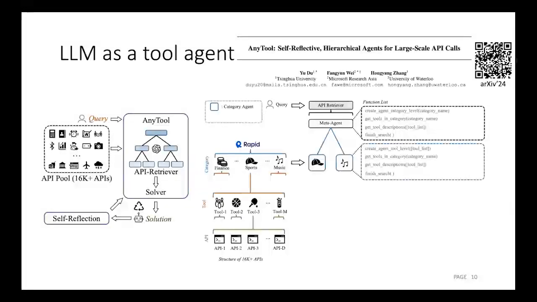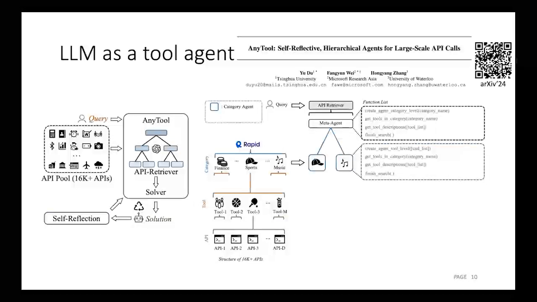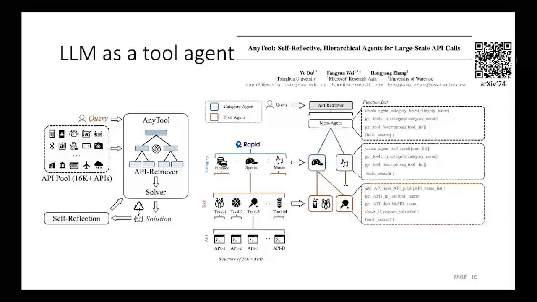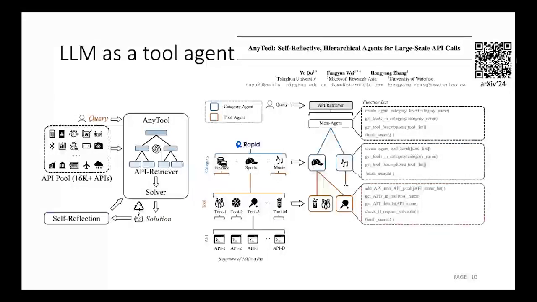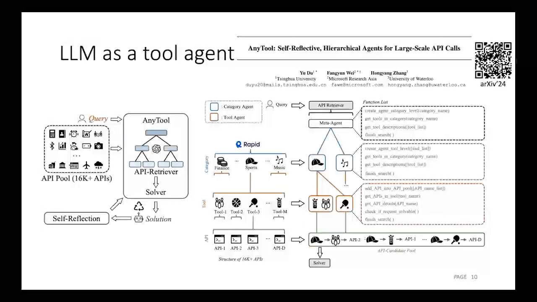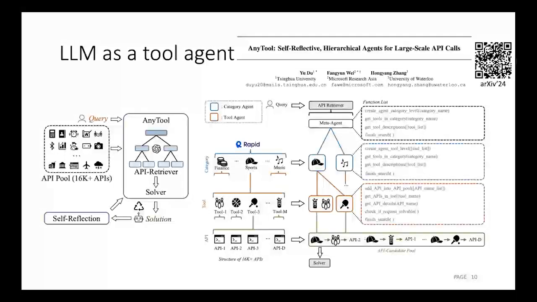The meta agent can control the category agent, where the category agent is responsible for selecting the best category from this dataset. In the next layer, we have the tool agents. All these agents are the GPT-4 model, for example. The category agent can also control the tool agent, and the responsibility of the tool agent is to select the best tool from the pool. Then the tool agent can choose the best API that we should call and send it to the solver to execute these APIs.